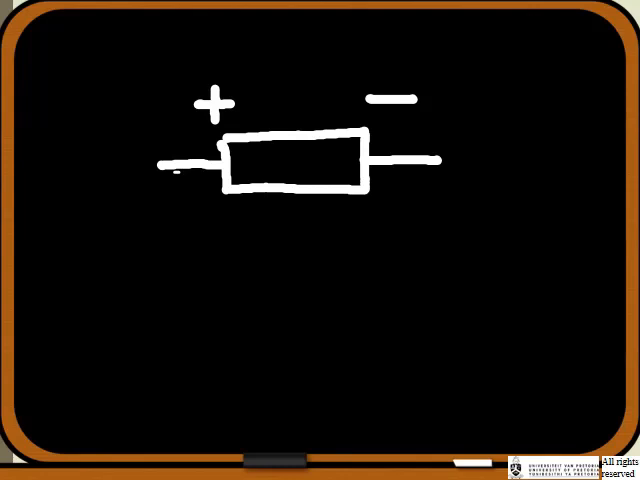Now according to the passive sign convention, let's choose a color for this one, blue. According to the passive sign convention, we want the current to go into the positive terminal. That means that we need to write power. Power equals plus VI. Right, power equals plus VI.